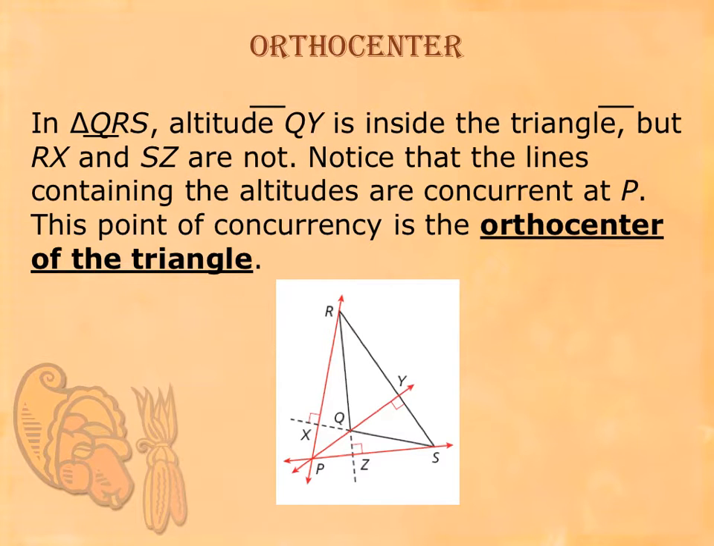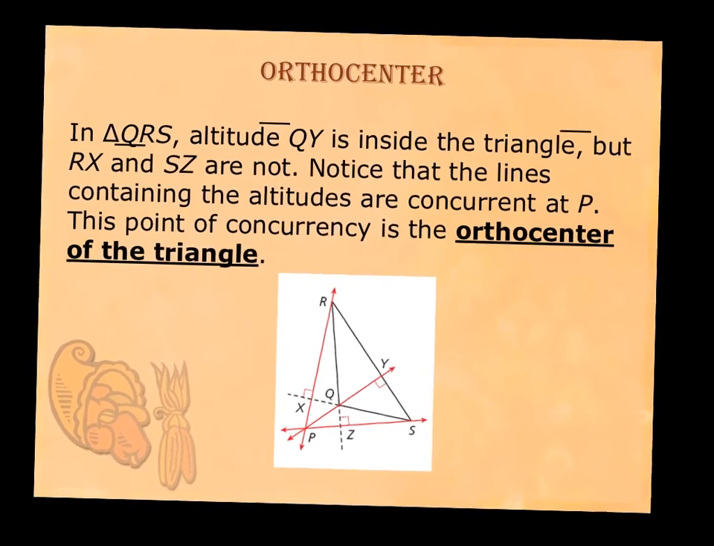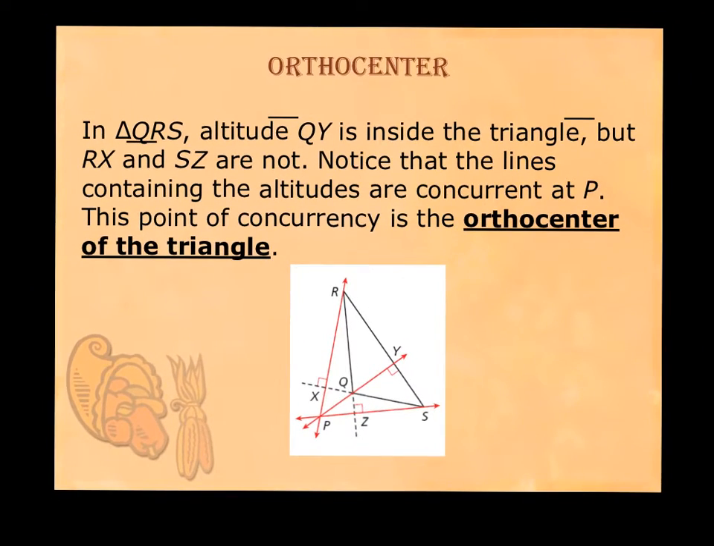All right, and the orthocenter. This is the last point of concurrency. The altitudes meet at a point called the orthocenter. Sometimes the orthocenter is inside the triangle, sometimes it's on the triangle, and sometimes it's outside the triangle. So when would the orthocenter be on the triangle? If it's a right triangle. When would it be outside the triangle? Obtuse, and inside? Acute.